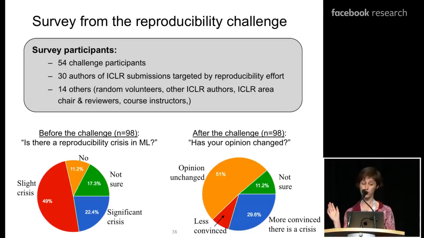We asked them before the challenge, do you think there is a reproducibility crisis in machine learning? The numbers don't vary that much from my 20 ML experts: 49% saying there's a slight crisis, 22% a significant crisis. I asked them afterwards, and about half of them said their opinion hadn't changed. In blue, we have 30% of people who were more convinced there was a crisis.